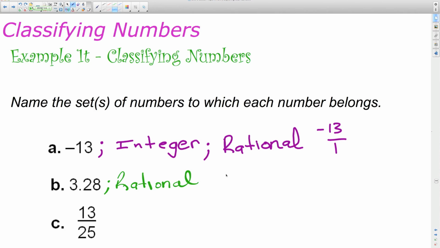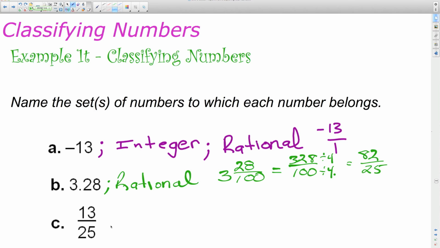And that's because 3.28 can be written as 3 and 28 over 100. Now the reason it's 100 is because 0.28 is 28 hundredths. Then we change this mixed number to an improper fraction by going 100 times 3, which gives us 300, and 300 plus 28 is 328. And the denominator is 100. Now, that fraction does reduce by a factor of 4. If we divide both the numerator and the denominator by 4, that leaves us with 82 over 25. So there's our proof that 3.28 is, in fact, a rational number.